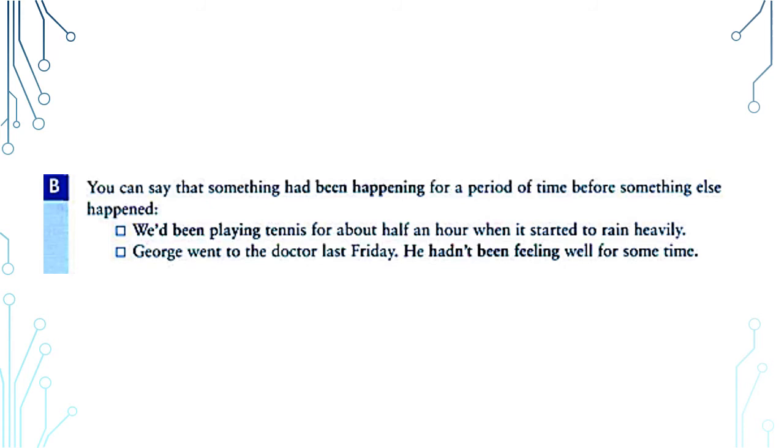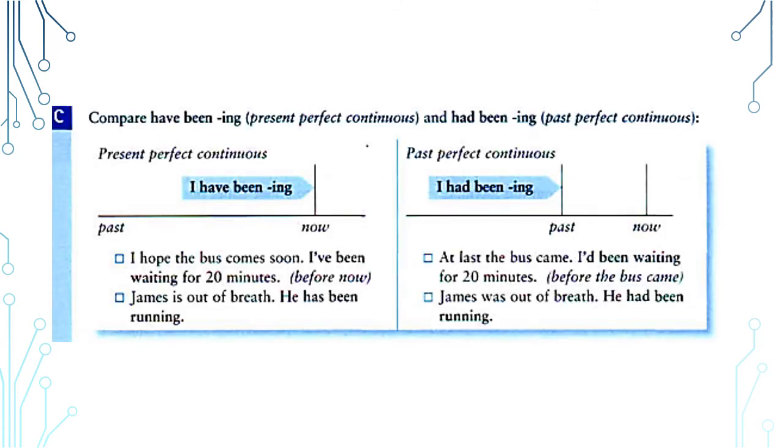George went to the doctor last night. He hadn't been feeling well for some time. So an action was taking place before another action. Both happened in the past. Compare have been happening, that is present perfect continuous, and had been happening, past perfect continuous. We have here I have been doing something. I had been doing something.